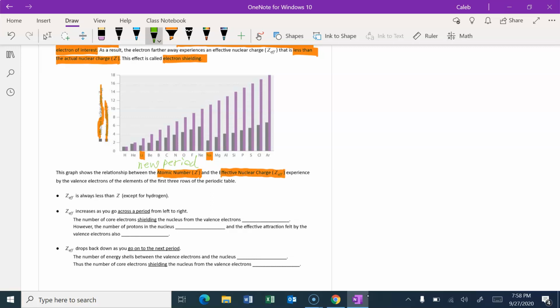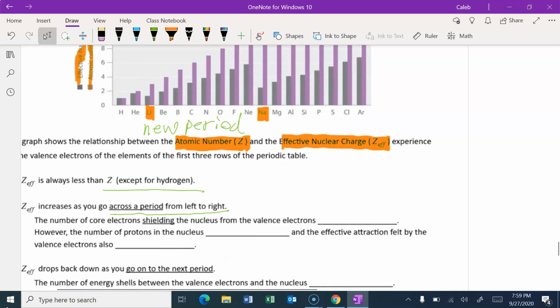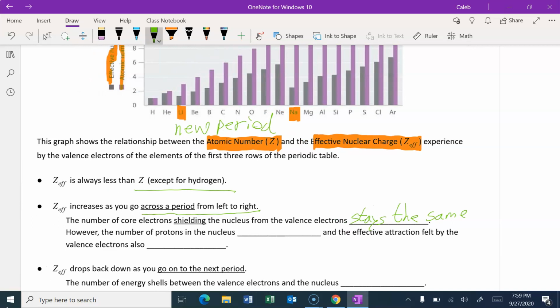Z effective is always less than Z except for hydrogen. That's one thing you can note. Z effective increases as you go across a period from left to right, and the number of core electrons shielding the nucleus from the valence electrons stays the same. Let me say that again; I'm not sure that it really clicked. We're talking about how Z effective is impacted as you go across a period, from left to right. The number of core electrons, the electrons that are not valence electrons, shielding the nucleus from the valence electrons stays the same as you go across a period.